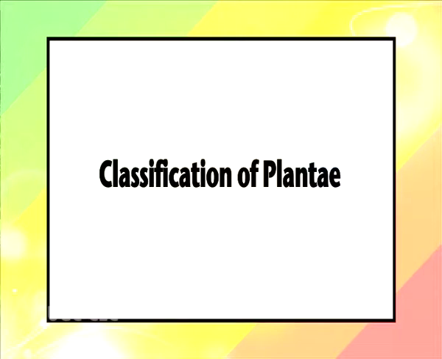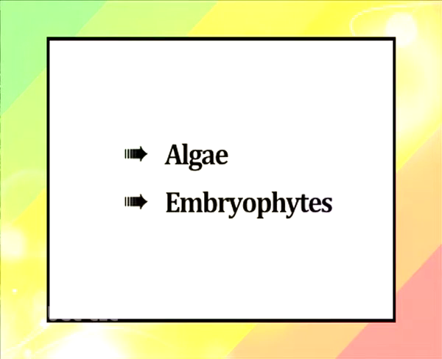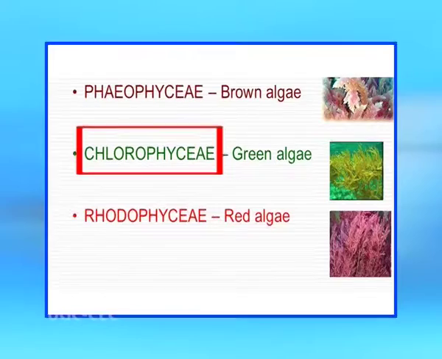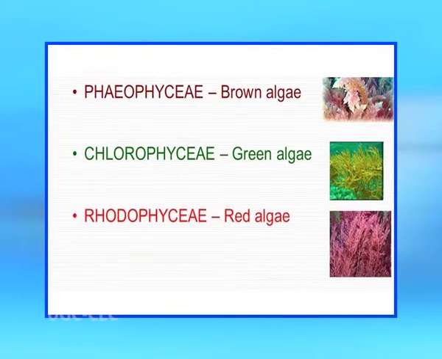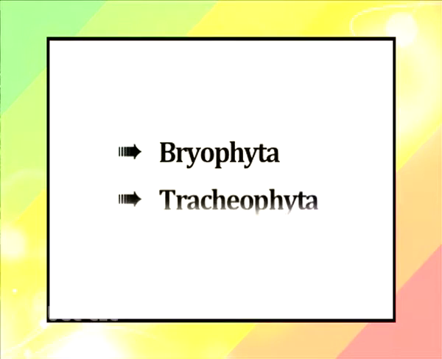Now the classification of Plantae. Kingdom Plantae has been broadly classified into two groups on the basis of presence and absence of embryo stage. These are algae and embryophytes. The embryo stage is absent in algae and they are further divided into three main classes: Chlorophyceae, Phaeophyceae and Rhodophyceae. The embryo stage is present in embryophytes and they are further divided into Bryophyta and Tracheophyta on the basis of absence and presence of vascular tissue respectively.